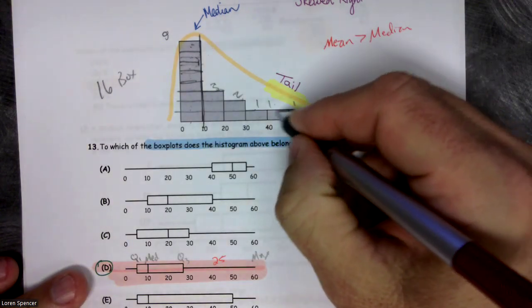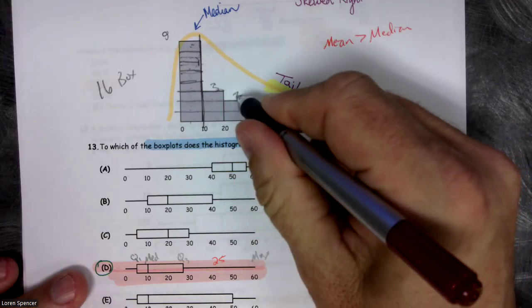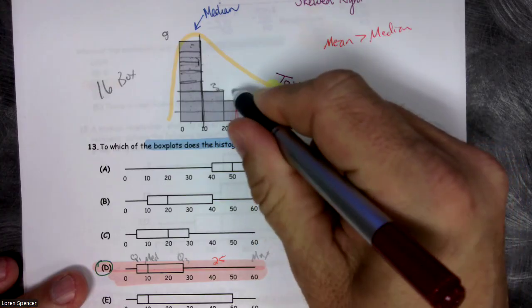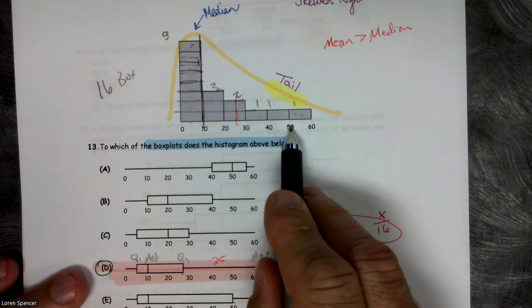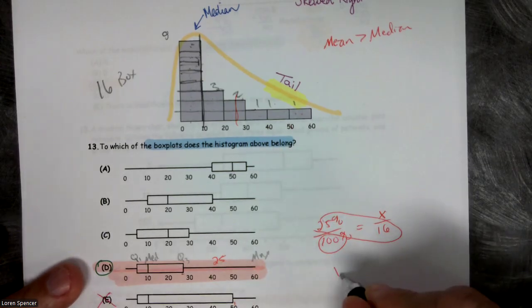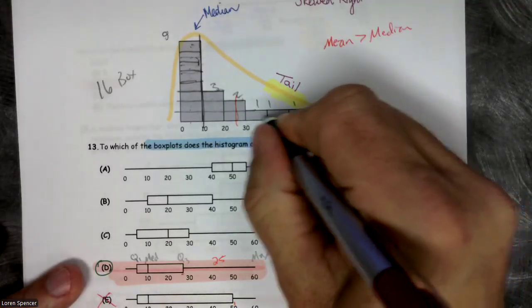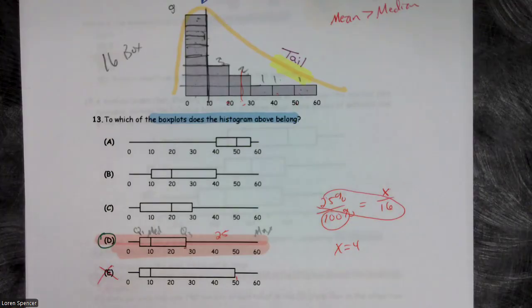So my Q3 is somewhere between 20 and 30. This 50 is obviously wrong because that's only one, so it can't be that one because this was 4. So we need 1, 2, 3. Q3 is going to be between 20 and 30. Tough question.